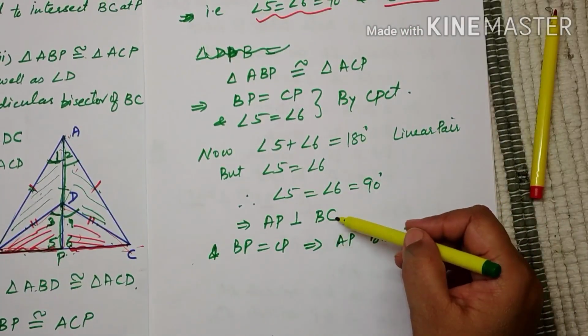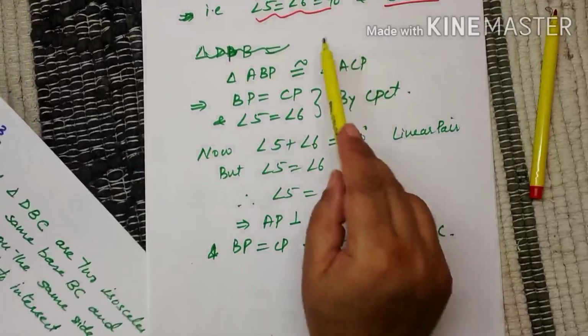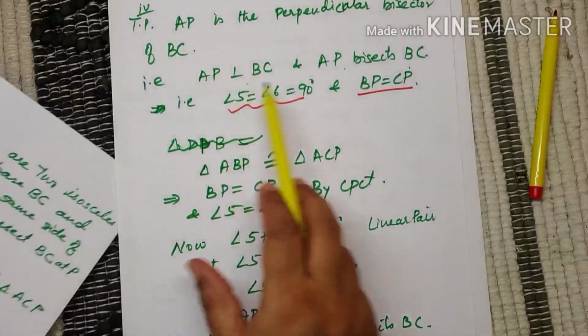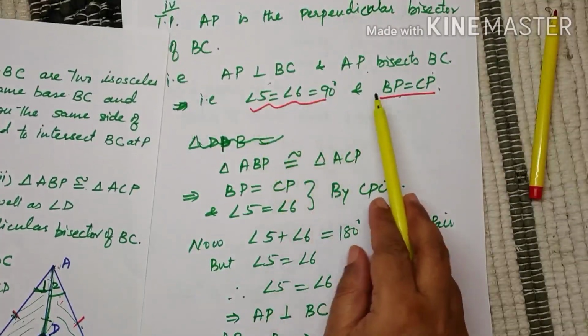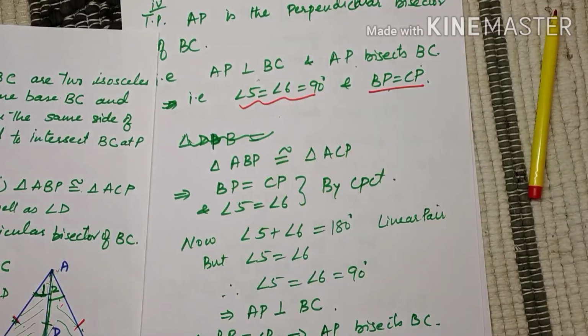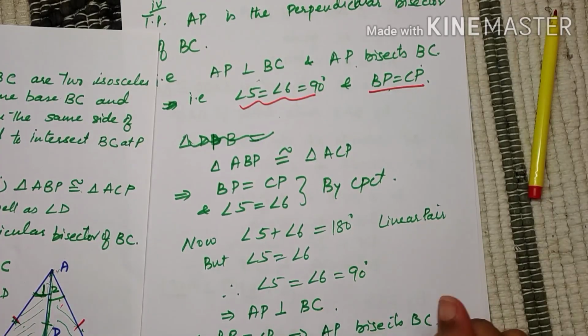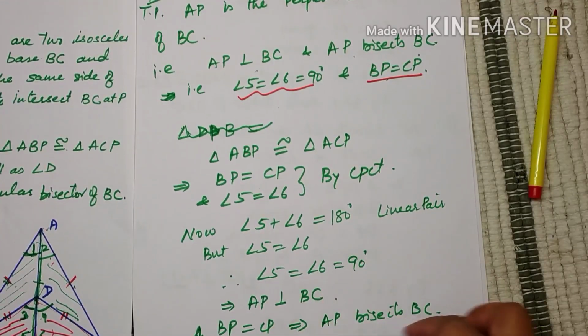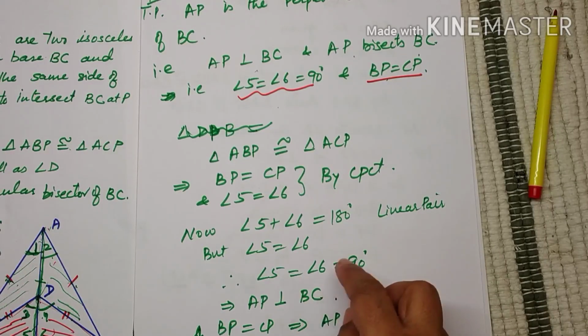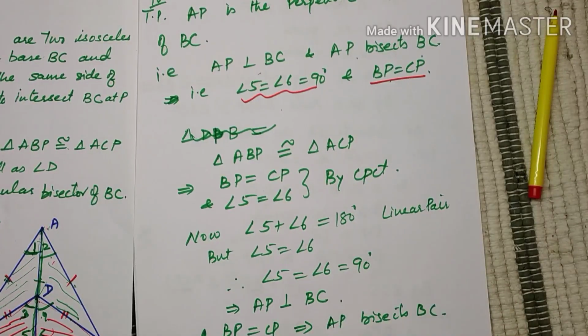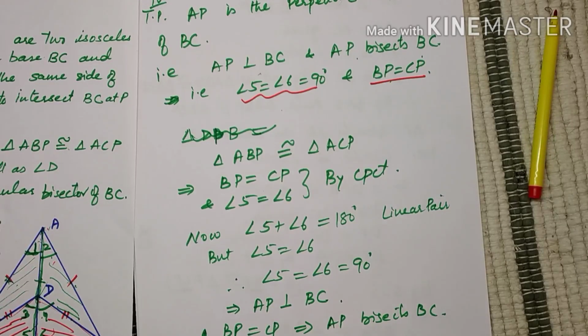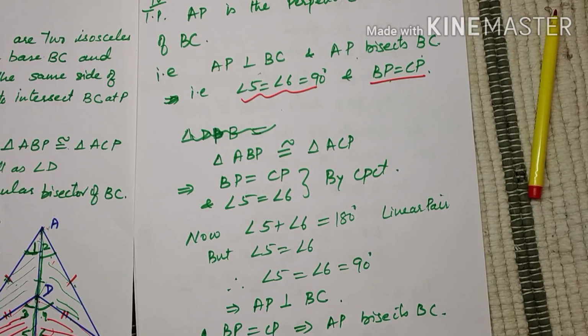No need to write these lines if you don't want to, because we have already written them upwards in proving. That is, in order to prove this, we need to prove this. So you can skip this last part also. You can simply leave it at 5 equal to 6 equal to 90. That's all in this video, and the next questions of the exercise we will continue in the other video.